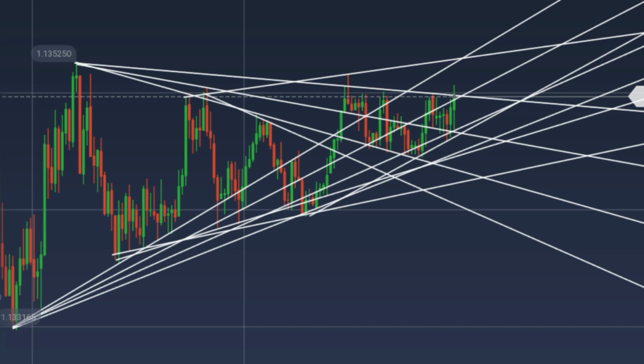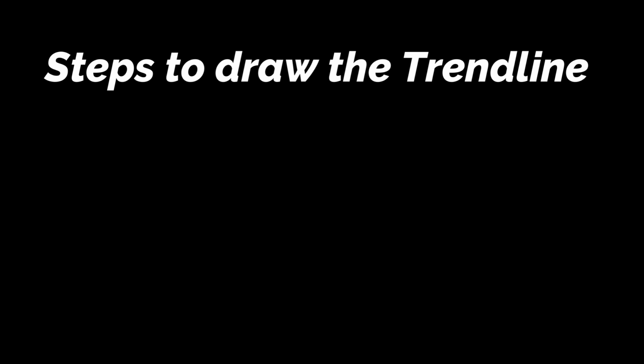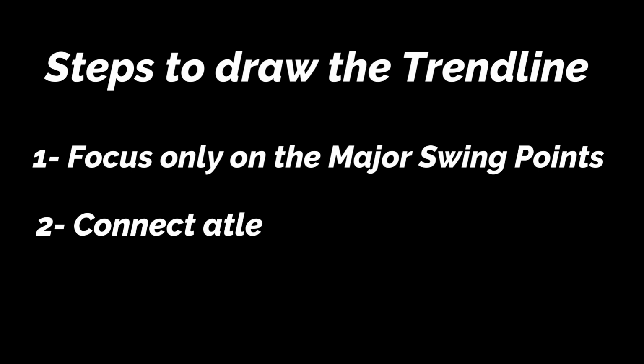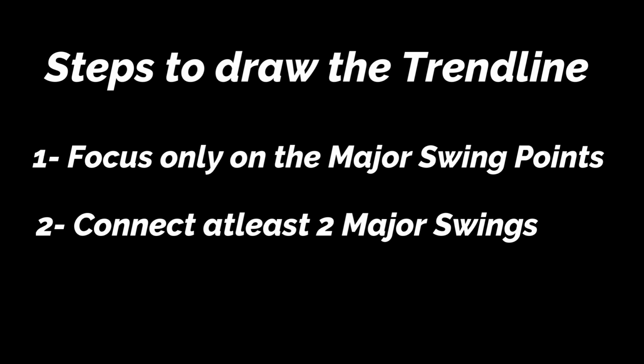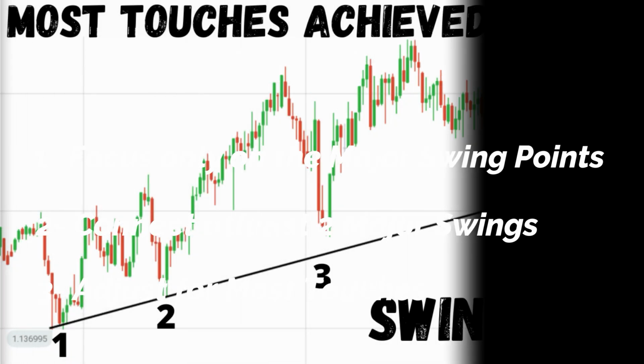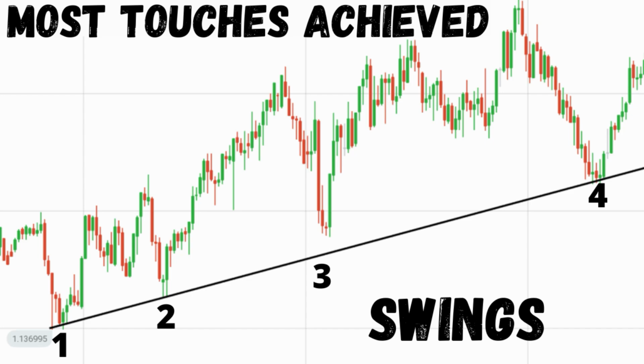First, let's learn how not to draw your trend line. Clearly, this is garbage. How do you know which trend lines are important and which to ignore? You have no idea. So listen carefully. Here is how you can draw a trend line correctly. So rule number 1, focus only on the major swing points and ignore everything else. Rule number 2, connect at least 2 major swing points. And last, rule number 3, adjust it so that you get the most number of touches, whether it's body or wick, and that's how you can draw a potential trend line.